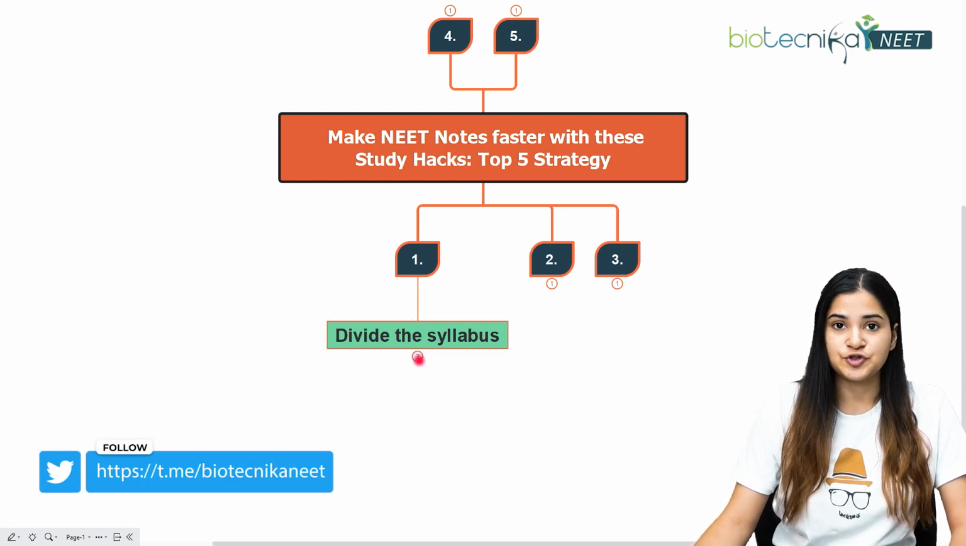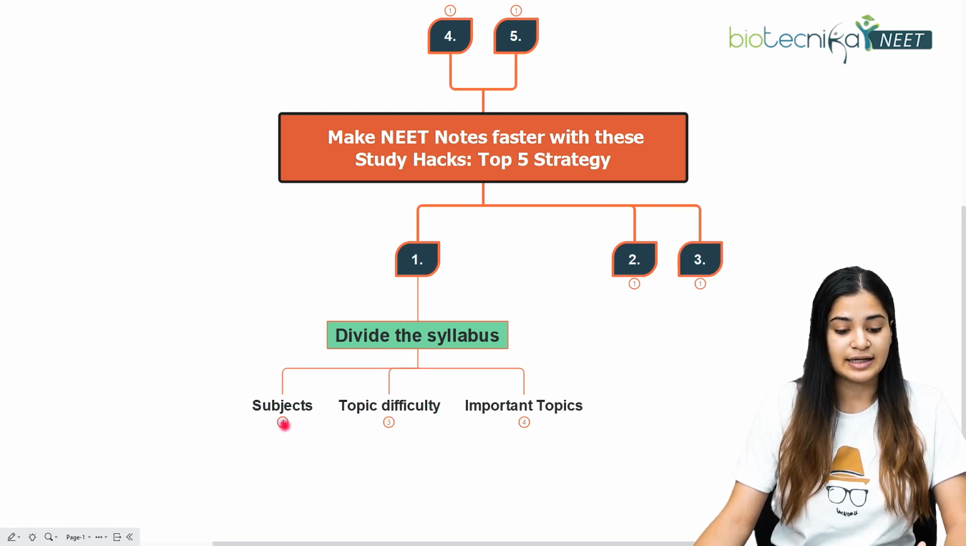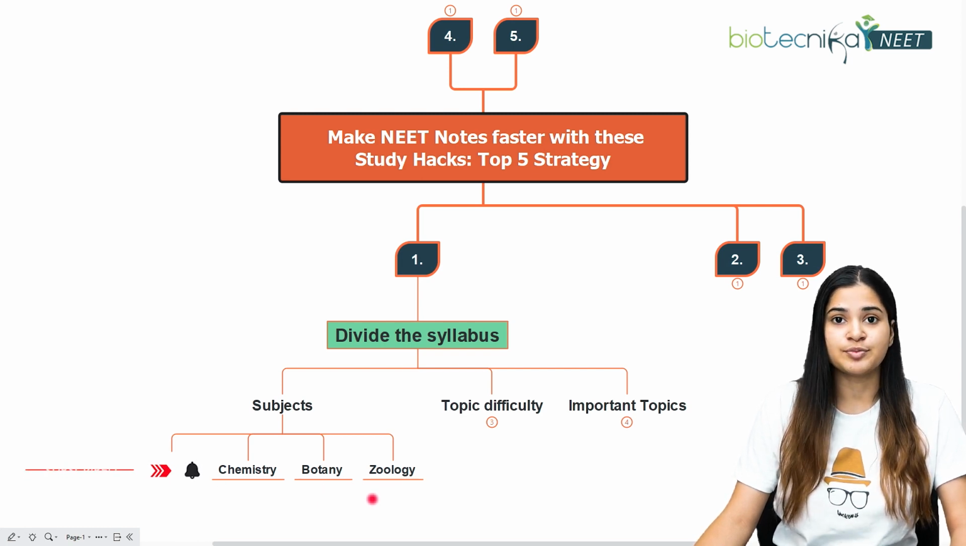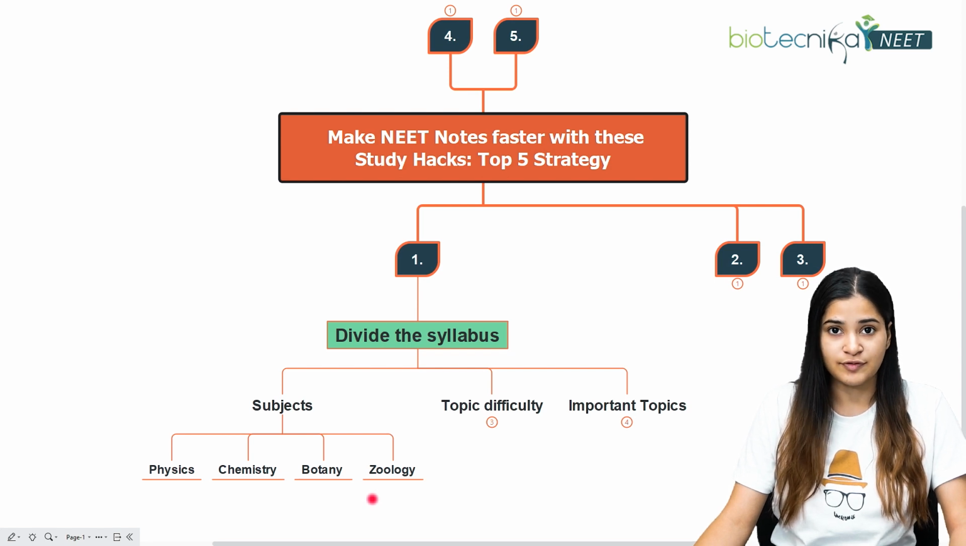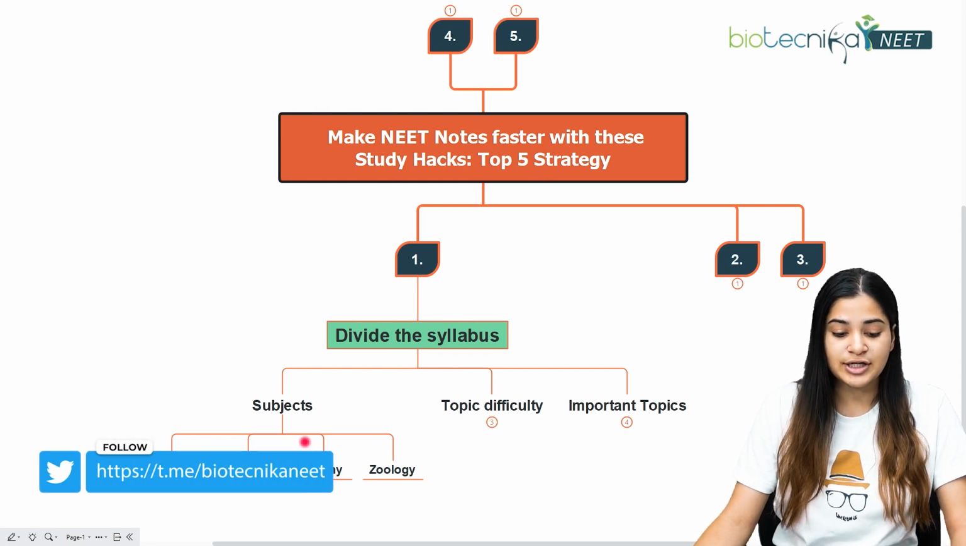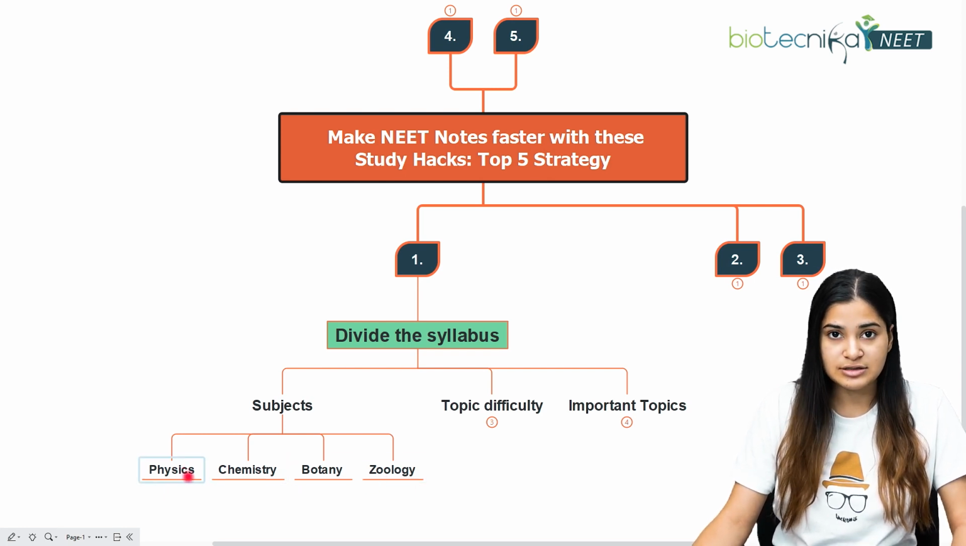That means you should divide the syllabus first based on the subjects concerned, that is physics, chemistry, botany and zoology. So your subjects should be divided equally, based on the syllabus that has been provided by the NEET authority. So the syllabus division is important. For each subject, you should take the syllabus of the concerned subject, and then take a printout of it.